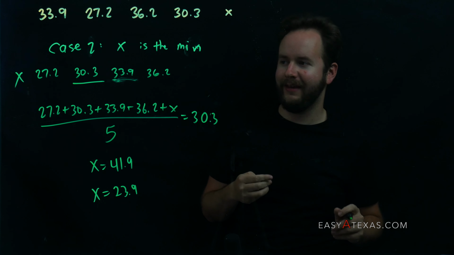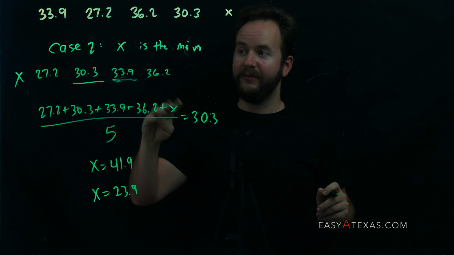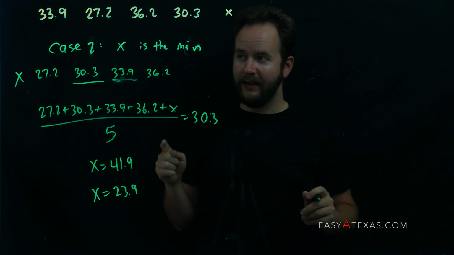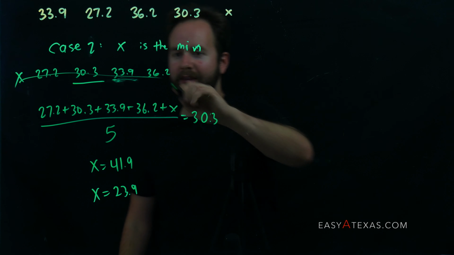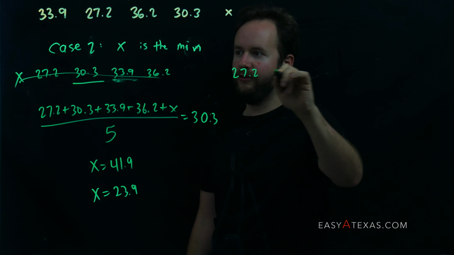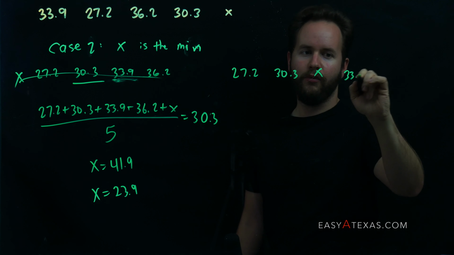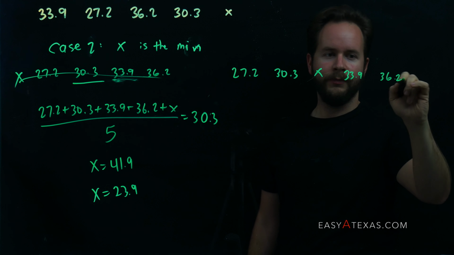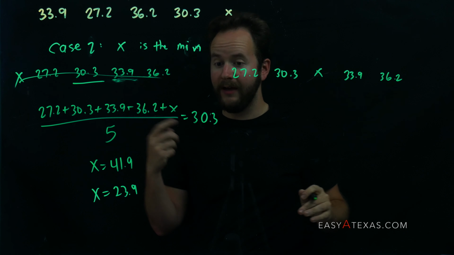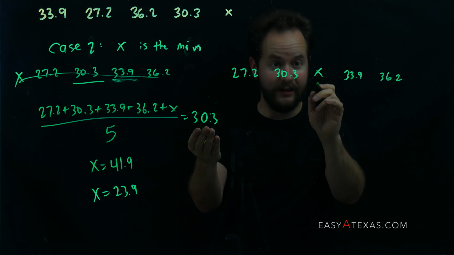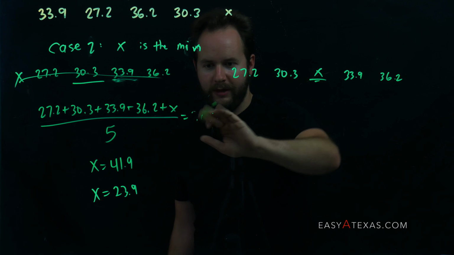There's one last case. It could be the case that, as I said, x is the max, then I changed it up and said, well, x could have been the minimum. The last case is, what about when x is the median? So the list of numbers won't be looking like this, it'll look like this: 27.2, 30.3, x, and then 33.9 and 36.2. When I do this, I still have the same calculation of adding these numbers up and dividing by 5, and I'm setting it equal to the median in this case. And in this case, the median is x. So I'm going to get rid of this number and replace it with x.